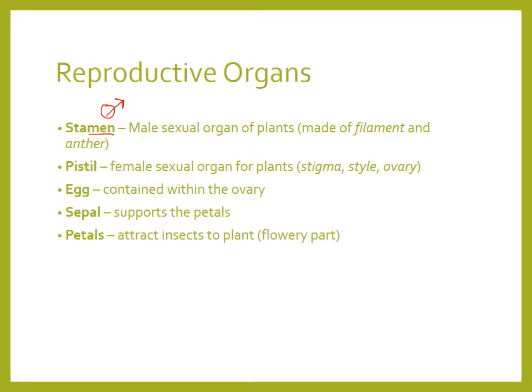And then there's this thing called a sepal, which supports the petals. It's kind of green, and petals, as you know, are the pretty part of a flower, and they're designed to attract pollinators or insects that really come by and move around pollen.